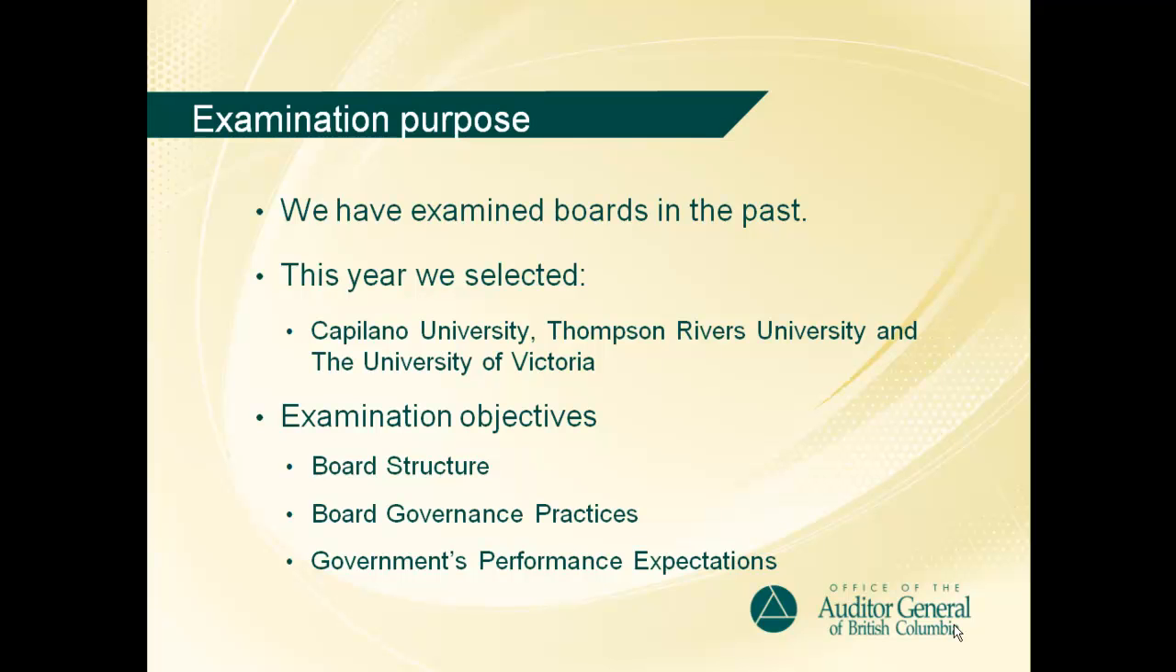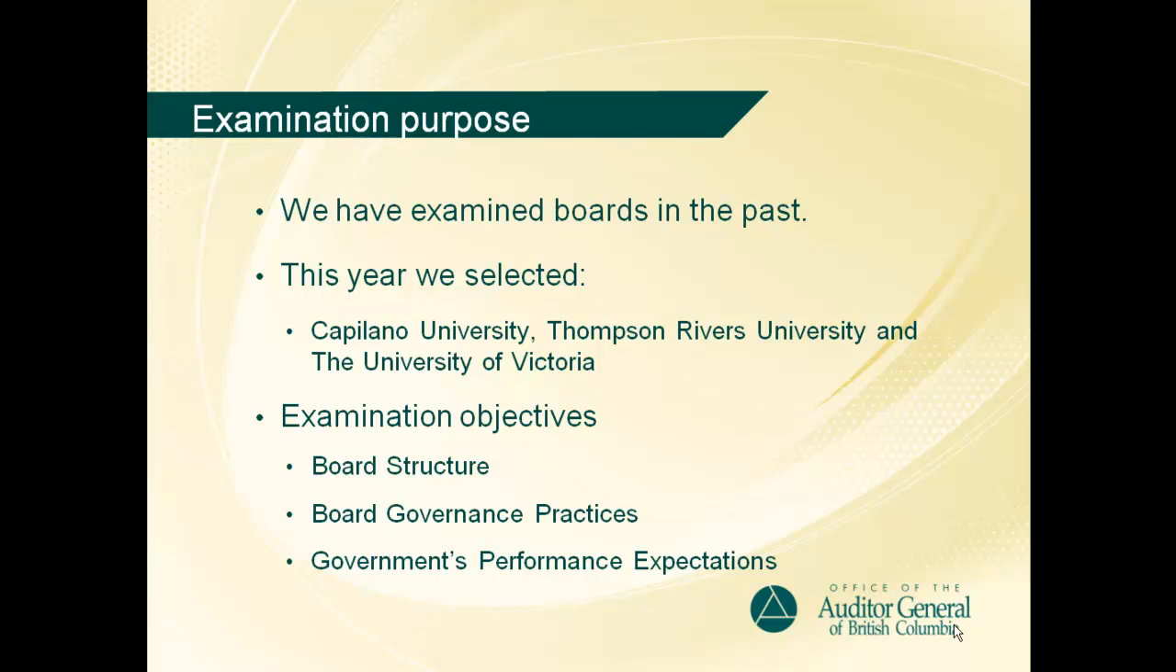All 3 universities were assessed using the same 3 objectives used in our prior board governance reports. These objectives are based on BC government's best practice guidelines and other good practice guidance. The first objective, board structure, examined whether board composition, size, term length, and appointment process resulted in a board with members that have the capacity to fulfill their governance roles.